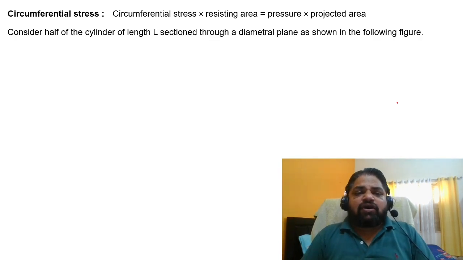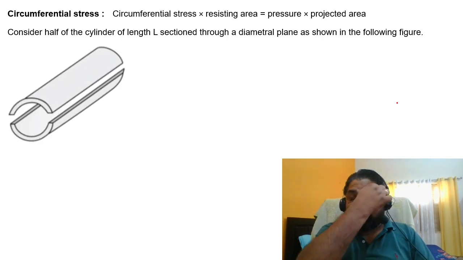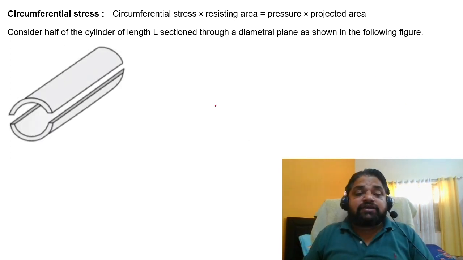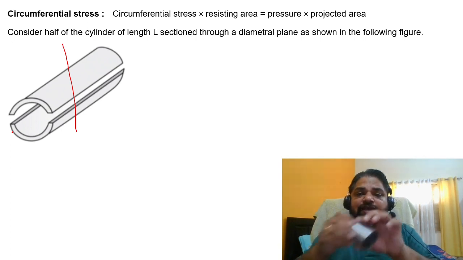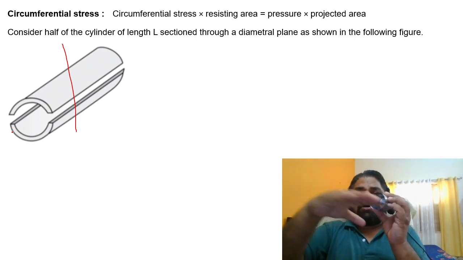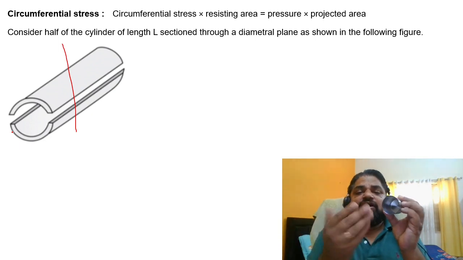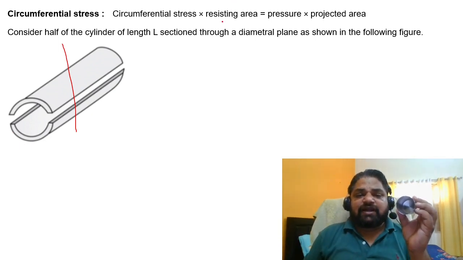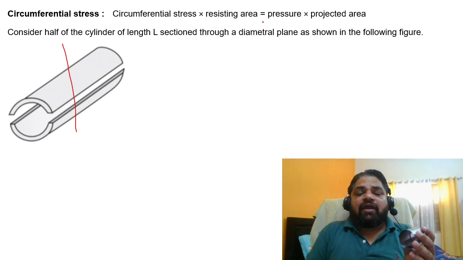For that, consider half of the cylinder length L sectioned through the diametral plane. Here I have shown a cylinder sectioned through the diametral plane rather than the transverse direction. We cut along this diametral plane. I can cut in this form or any form, so along the diametral plane it has been cut into two halves.